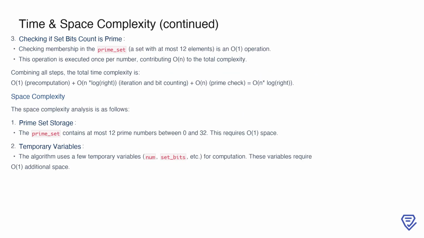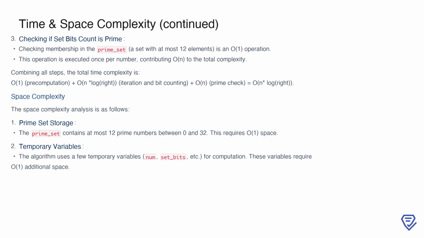After counting the set bits for a number, the next step is to check if this count is a prime number. This is done using the prime_set, a pre-computed set of prime numbers between 0 and 32. Checking membership in this set is an O(1) operation, and since it is performed once per number in the range, this step contributes O(n) to the total time complexity.